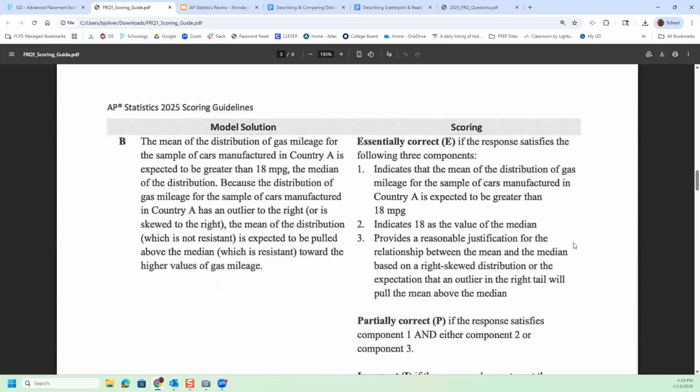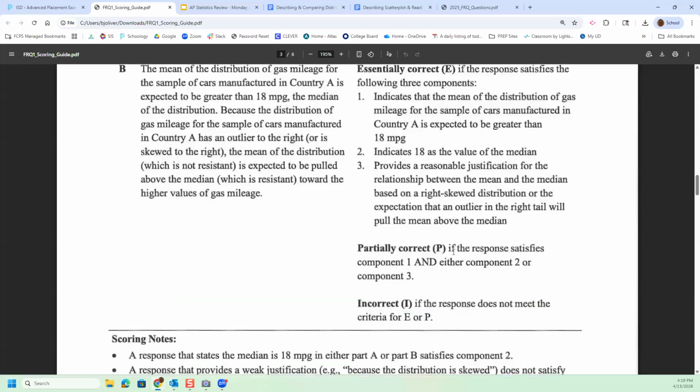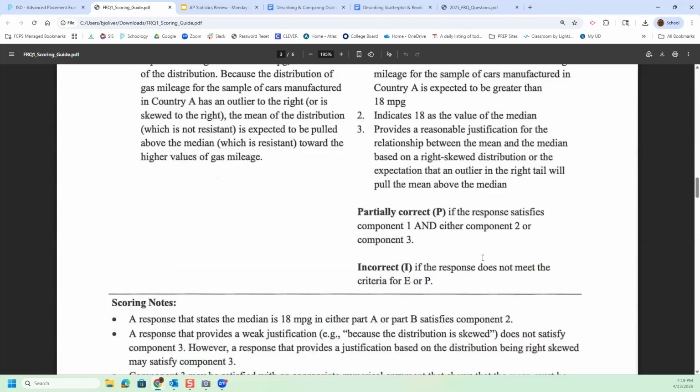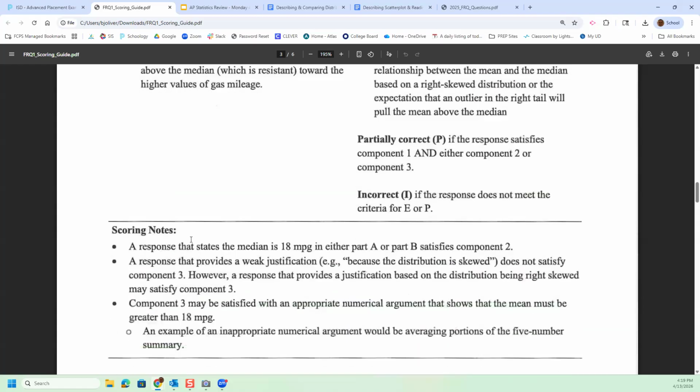that's a reasonable explanation. What's partially correct is if you get component 1, you had to pick the right answer, and you had to give me a right reason. Or you had to say the median was 18. And it was incorrect if you didn't meet either of the above criteria. And what the first one says is, as long as you said 18 somewhere, so if you said 18 up in A, congratulations. The median for country A was 18 miles per gallon in part A or part one up there. You got the credit for part B.